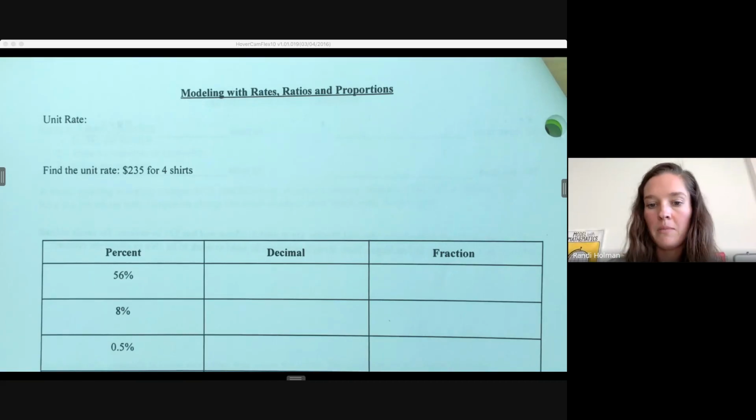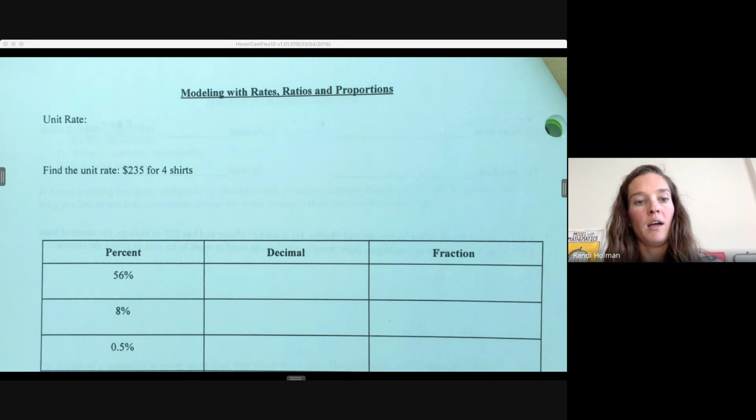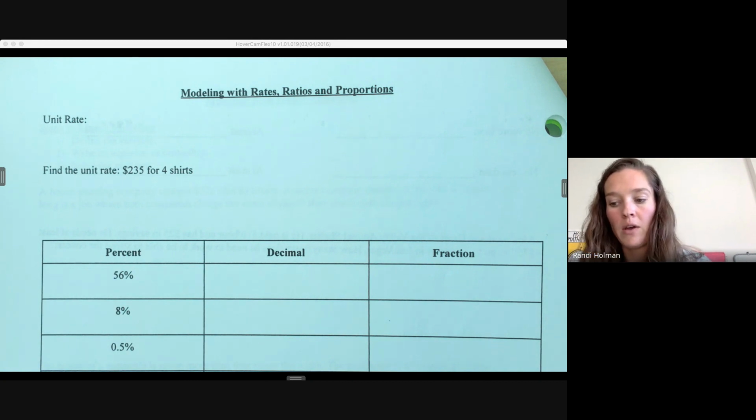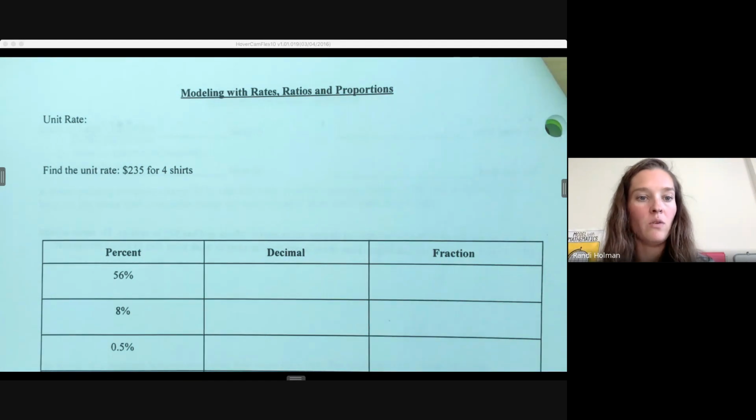Welcome. In this video, we're going to be looking at modeling with rates, ratios, and proportions. So to start off here, we just have a little vocabulary, and that is talking about a unit rate.